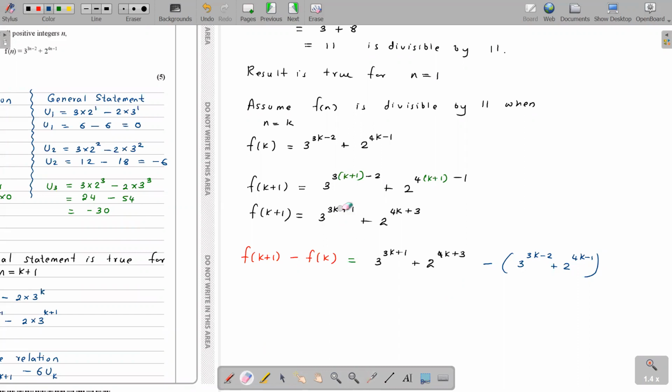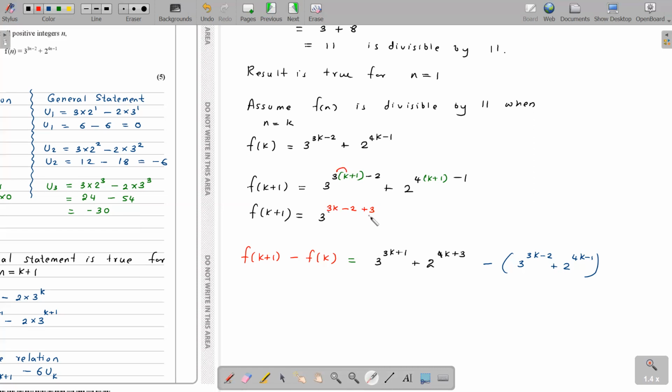Shall I do it like this? Have a look here. Now I want to have the same powers as fk. So here I want 3 to the power 3k minus 2. When I open this, 3 into k is 3k, and there is a minus 2, and 3 into 1, 3, I wrote at the end.